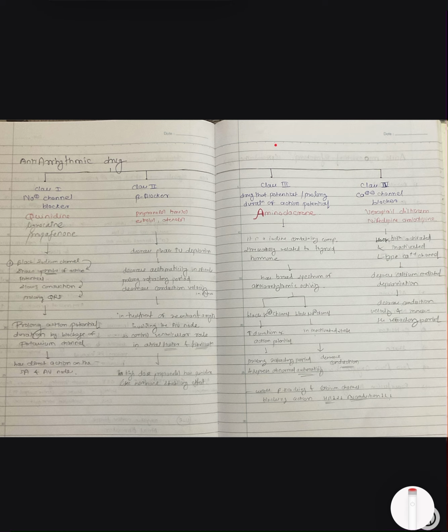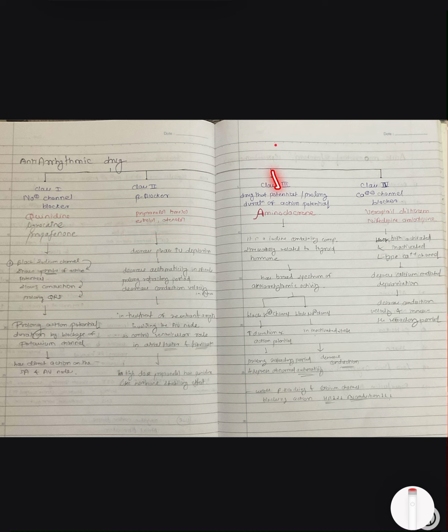The first class, as you can see on the screen, is the sodium channel blocker. Examples of the sodium channel blockers are quinidine, lignocaine, propafenone. The second class is beta blocker. Examples of the beta blockers are propranolol, timolol, esmolol and atenolol.